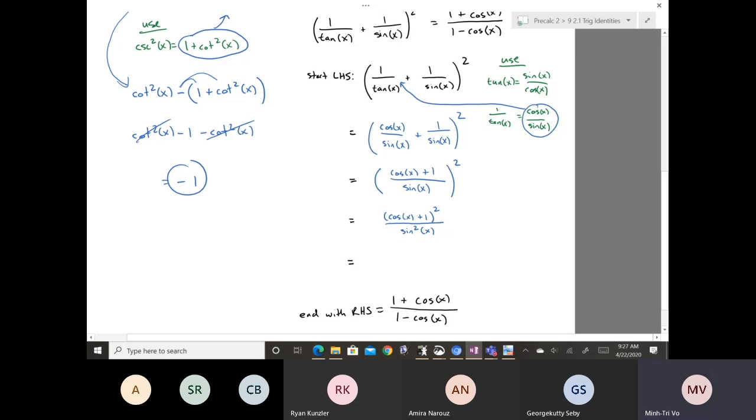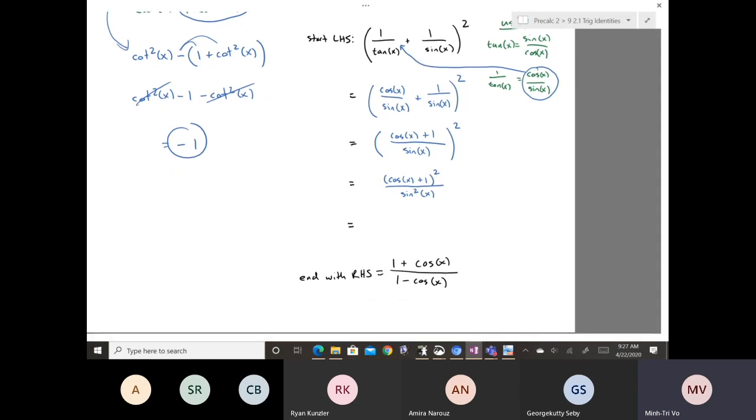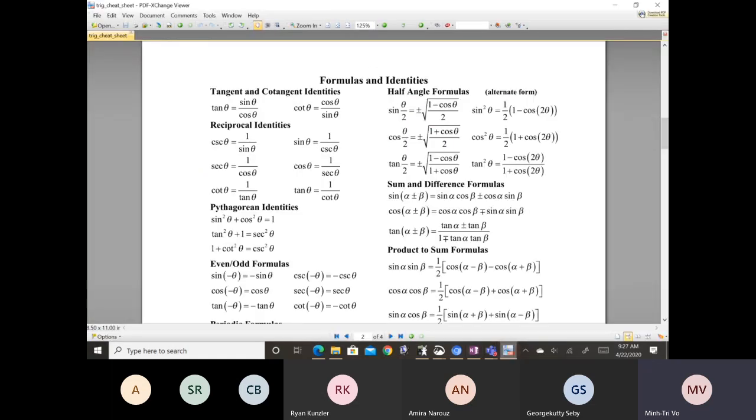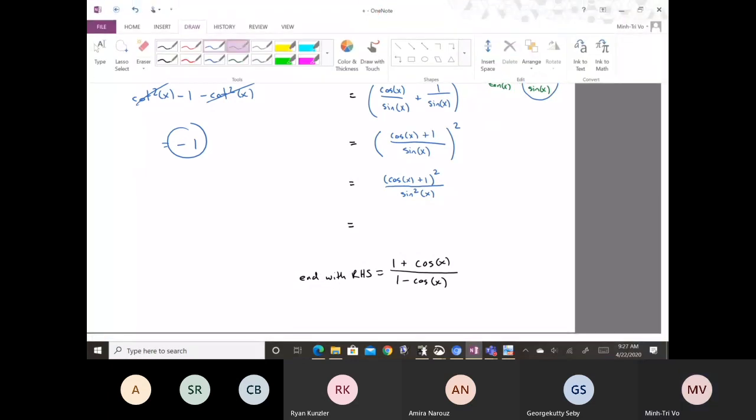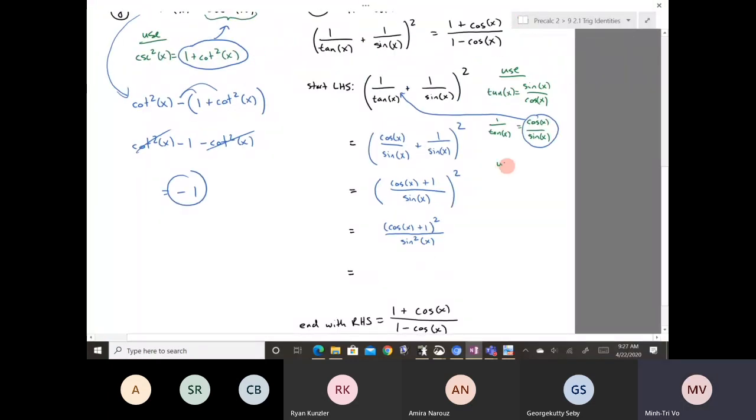And okay, so now I have sine squared in the denominator, but again, the end result is only in terms of cosine. So how can I relate sine squared to cosine? Well, I have the Pythagorean identity: sine squared x plus cosine squared x is equal to 1. Well, let's just write this in a slightly different form. So sine squared x is equal to 1 minus cosine squared x.